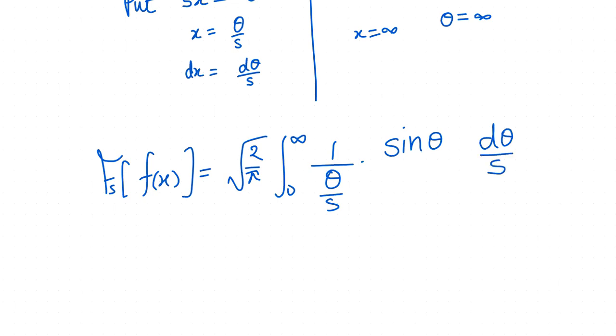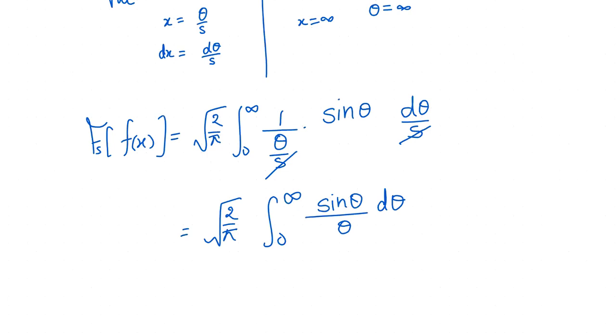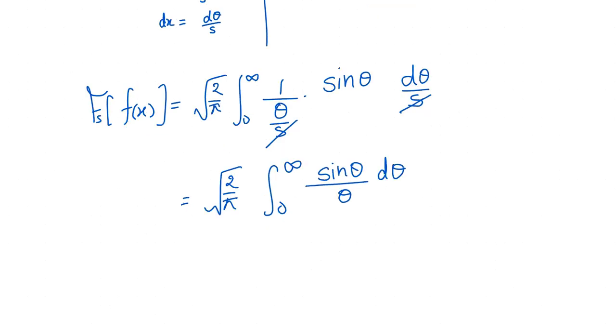From here, instead of dx, now we can cancel them. From 0 to infinity, we have sine theta over theta d theta. So its value is pi by 2. By using the formula, we can take it directly. So square root of 2 over pi into pi by 2.